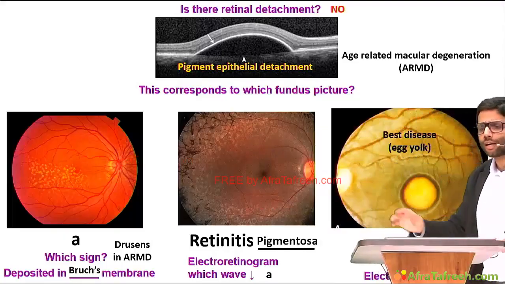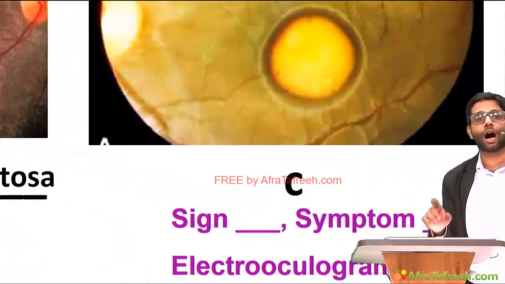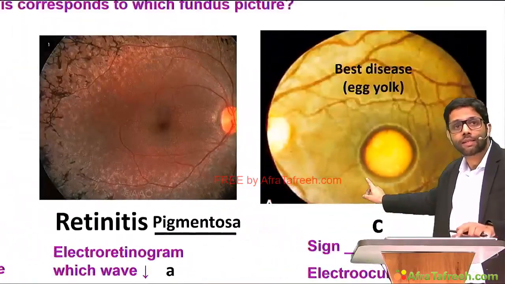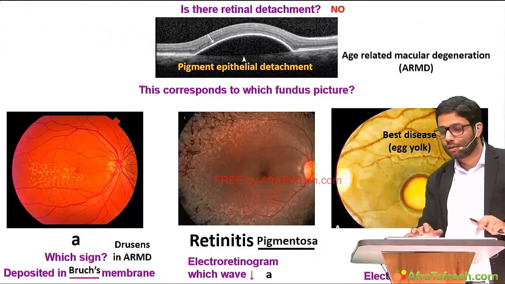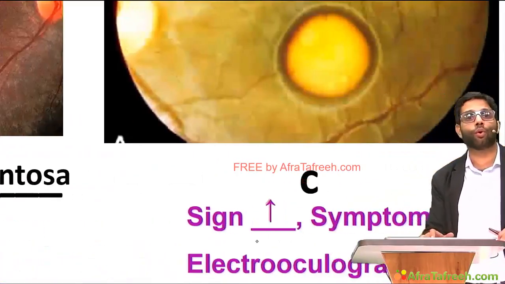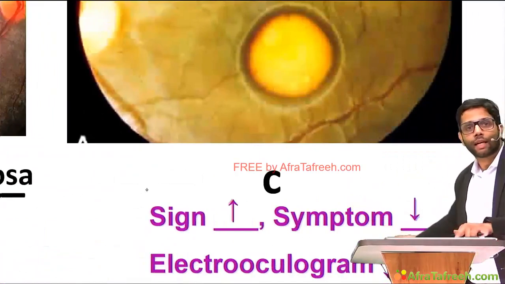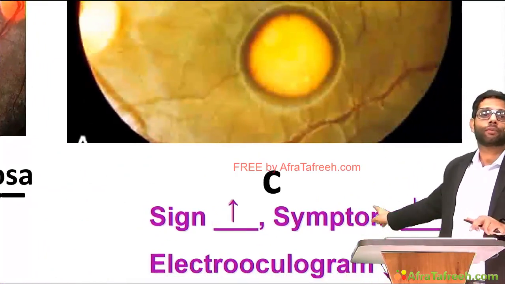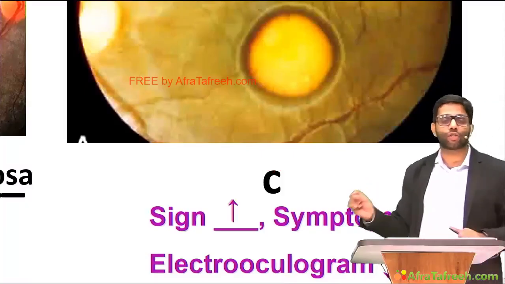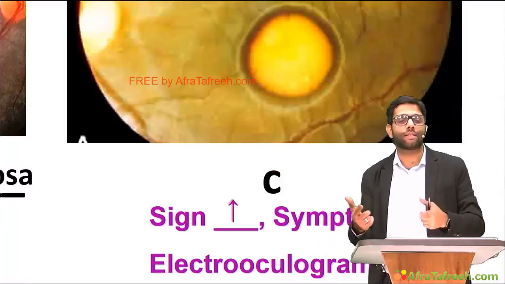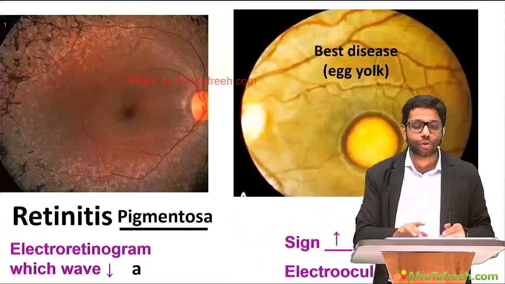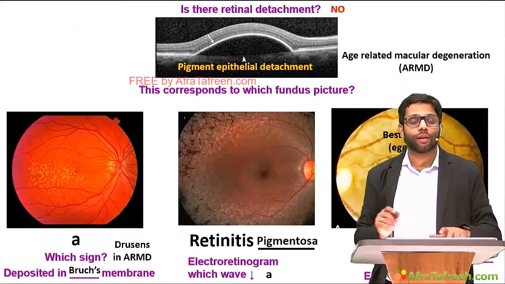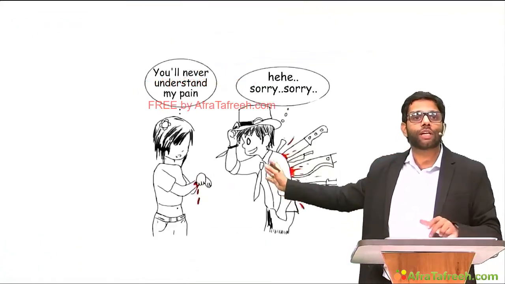And in Stargardt's as well as Best, they are RPE layer problem. In Best, the signs are more, the symptoms are less. And electrooculogram is decreased in RPE layer dystrophy because electrooculogram represents the RPE layer of the retina. And what ratio is there? Arden's ratio. And this one I told you, which one has more symptom and sign?